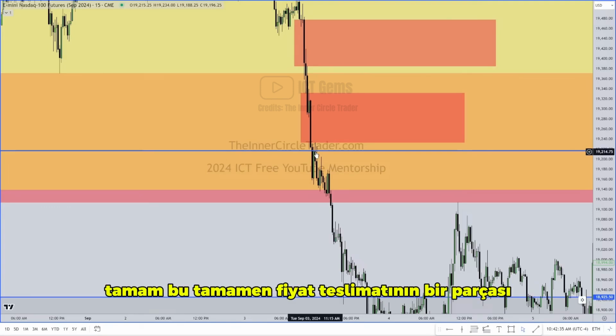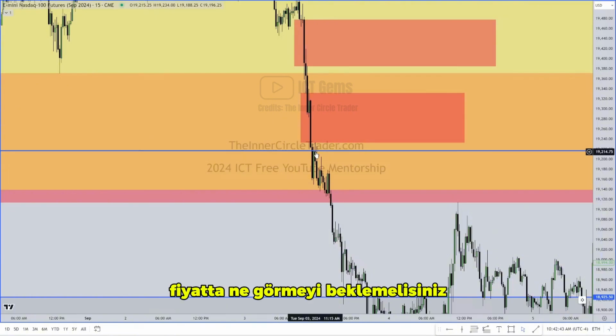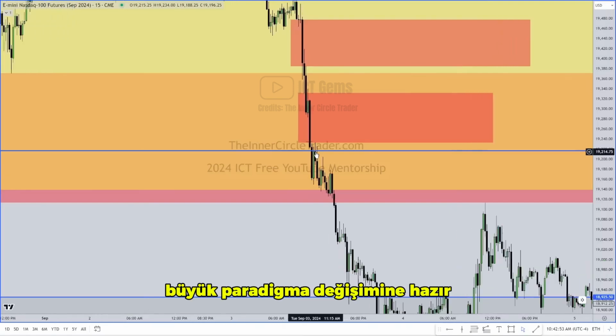Okay, this is all part of the price delivery continuum theory. Knowing what you're looking for from one higher time frame, and then using the information from that higher time frame, what should you expect to see in price? So it gives me the confidence. I know what I'm looking for. I know what I'm going to trade off of. I know how I'm going to place my stop based on this information. Big, huge paradigm shift. Ready?